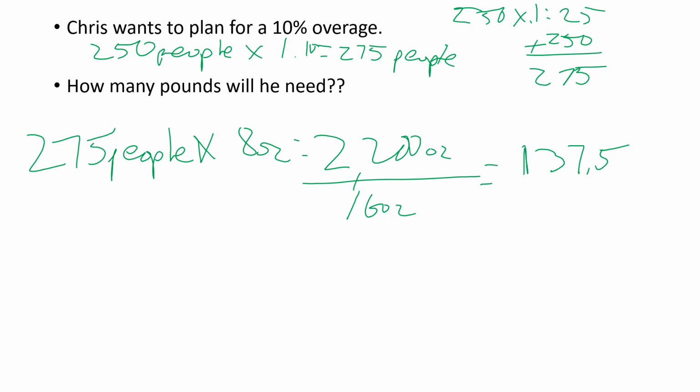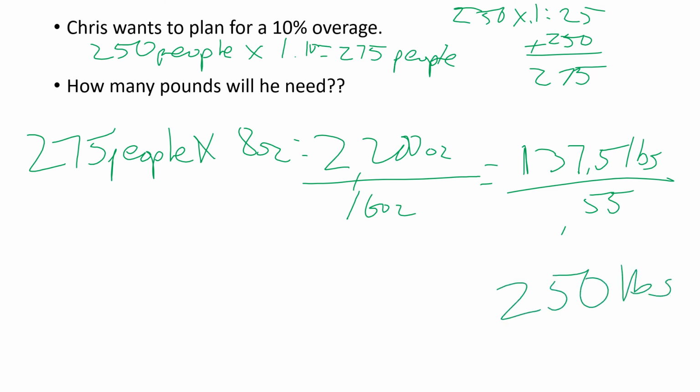137.5 pounds. But now we do the 0.55, because you have to convert those 2,200 ounces to pounds. So in this example, we converted the ounces to pounds first and then applied the yield factor. The other example, we used the yield factor first and then converted that to pounds. I did that so you can see you can do it either way. I don't care which way you do it.